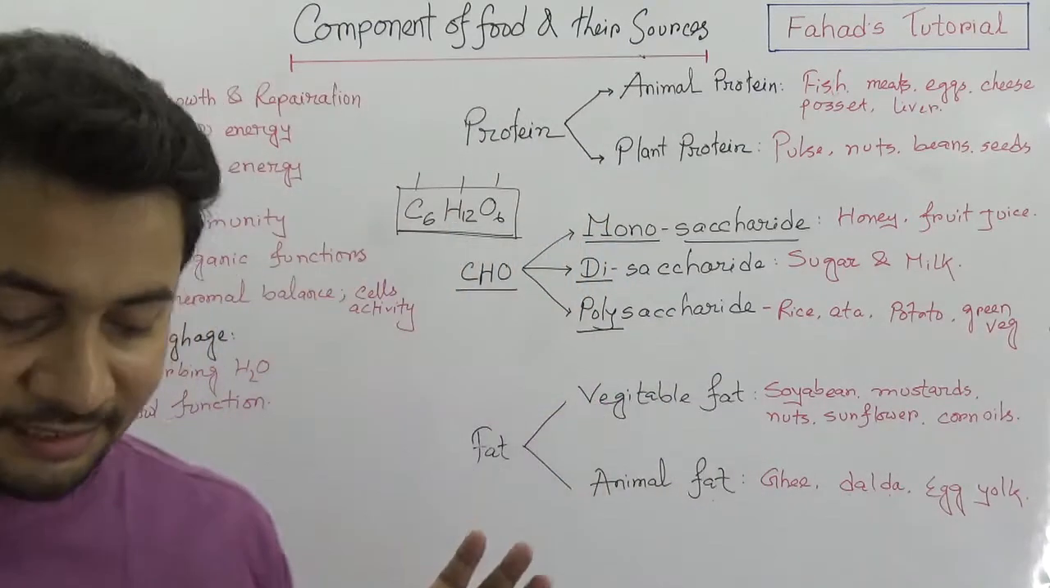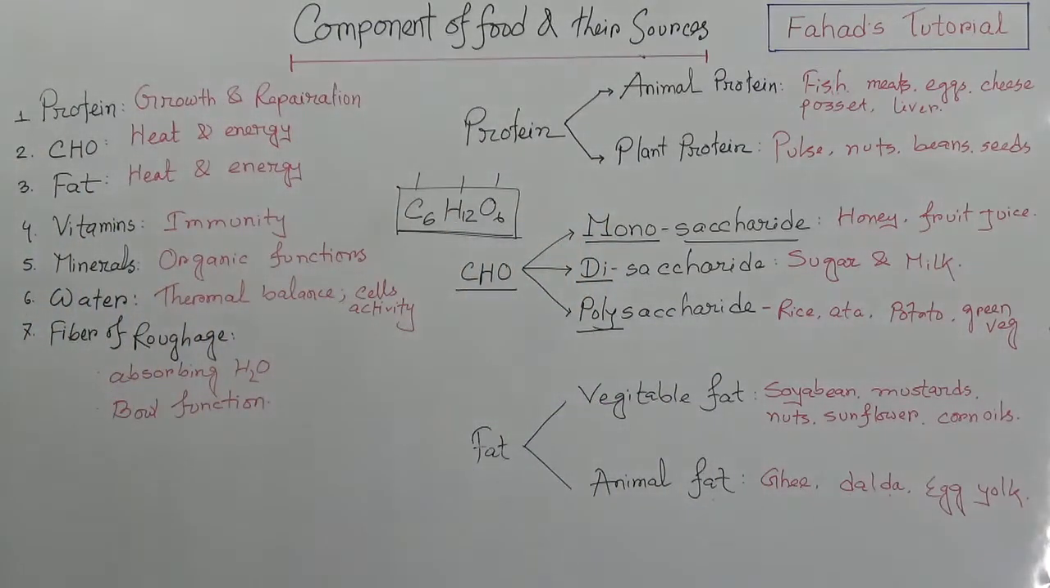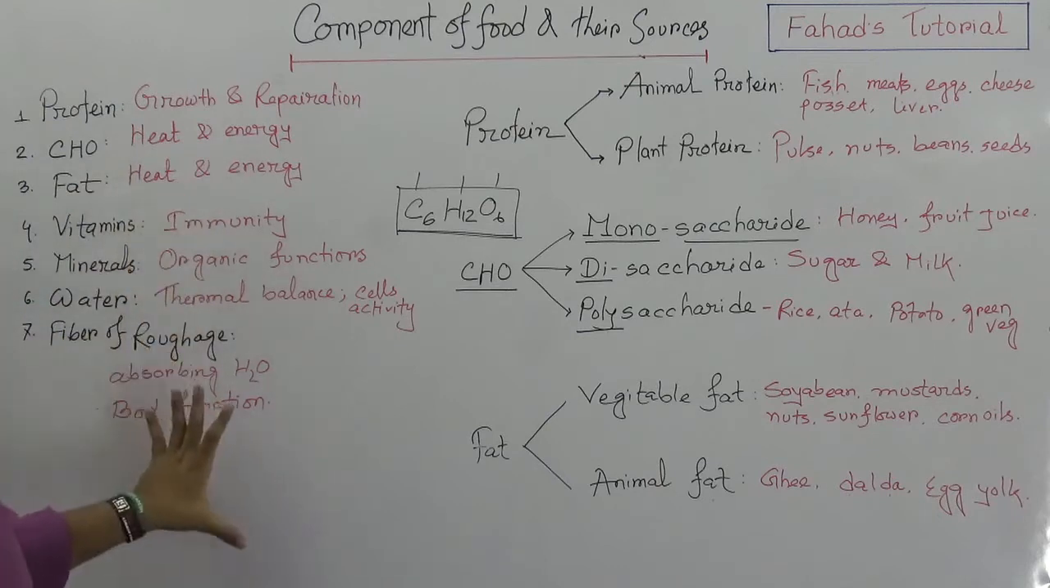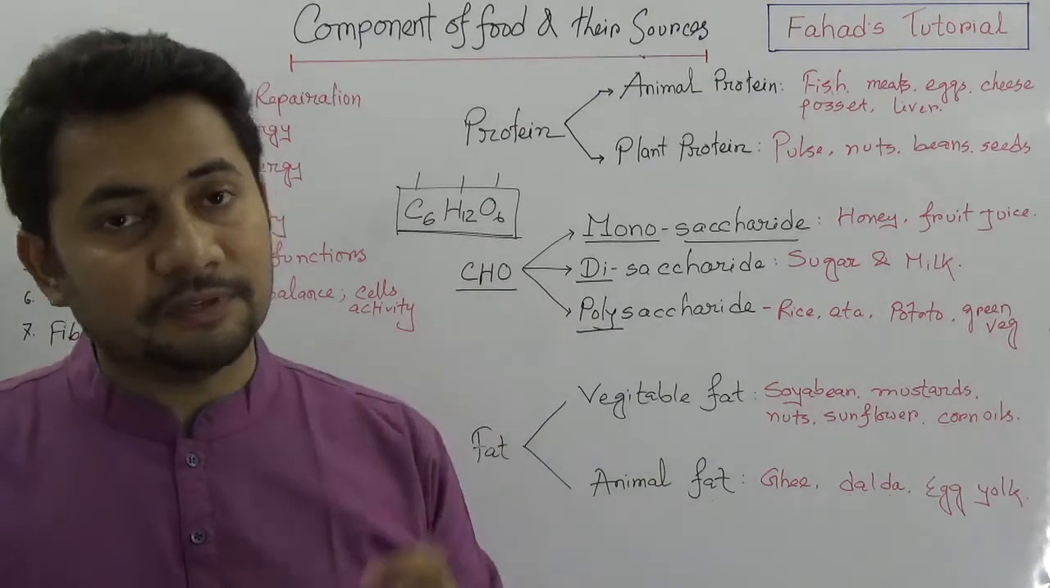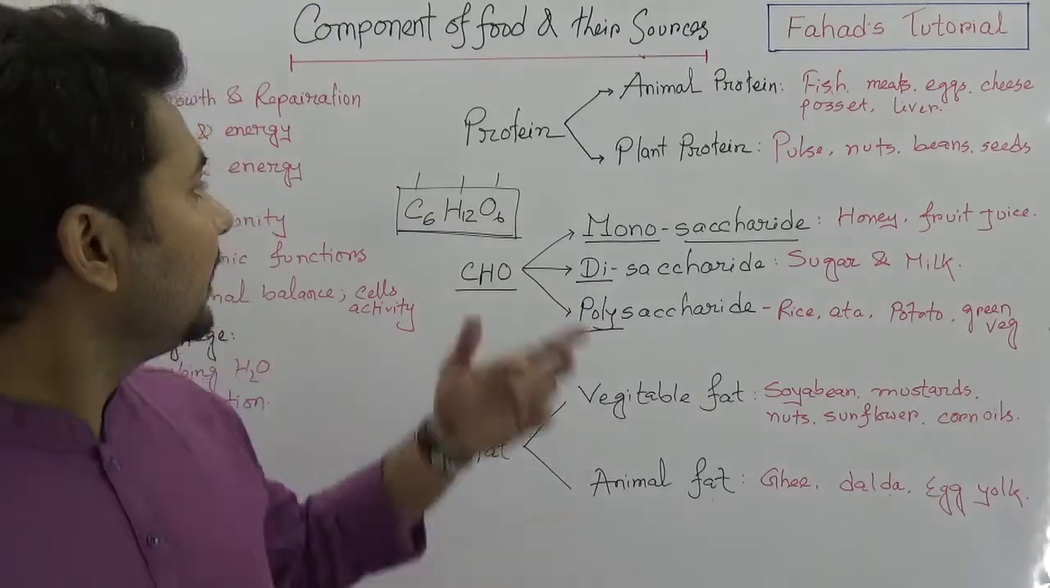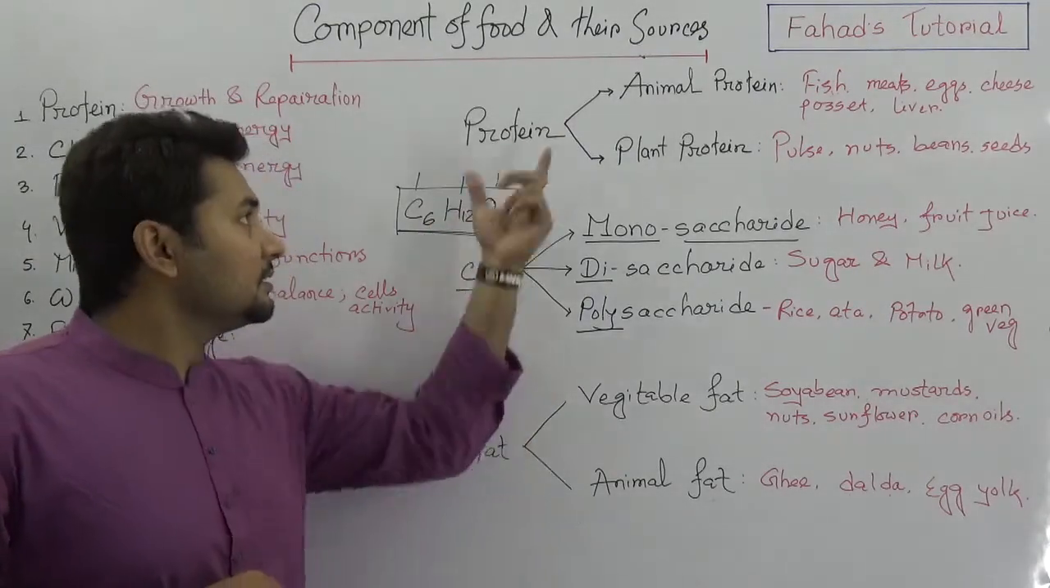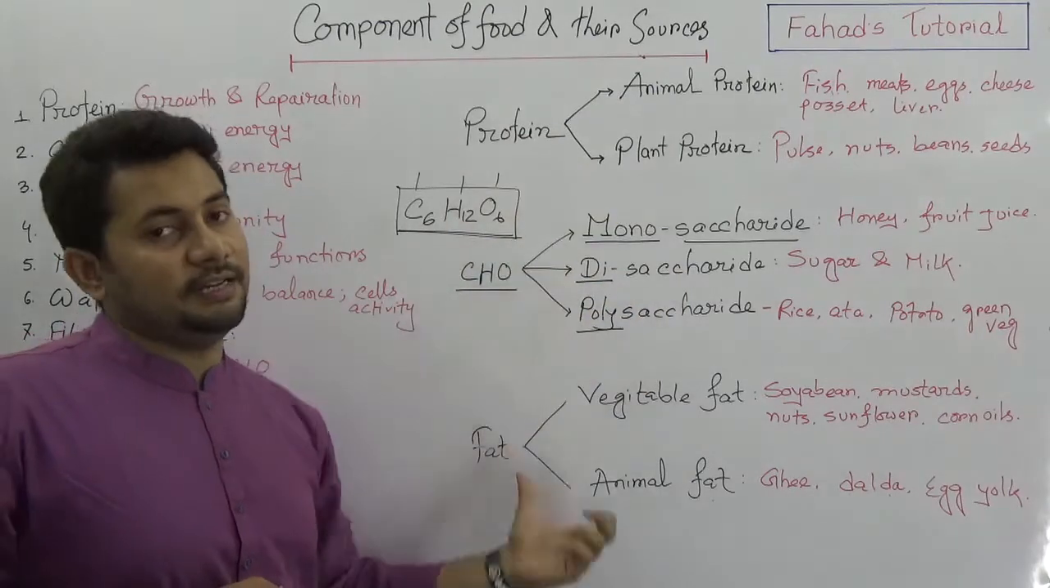To wrap up the class, see the protein, carbohydrate, fat, vitamins, minerals, water and fibers. These are the components of food and this is their main function. You need to memorize these things, because if there is a question from this chapter, you have to answer properly. And these are the sources of protein, fat and carbohydrate.